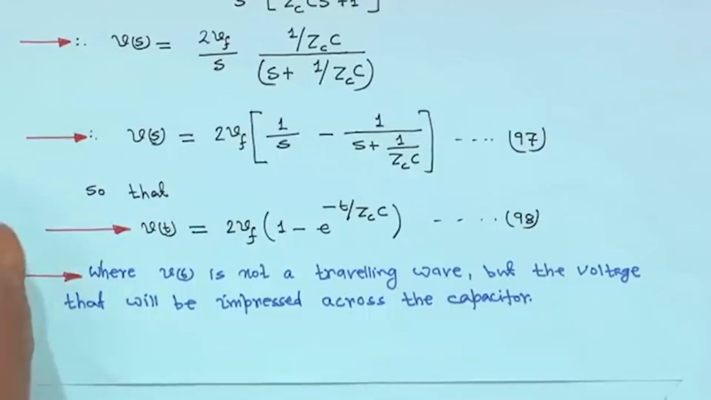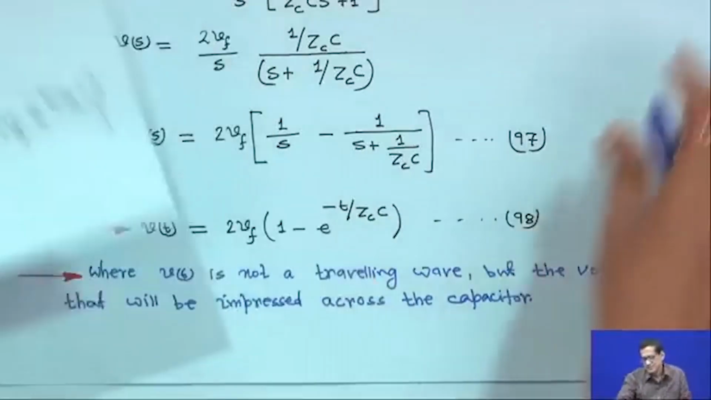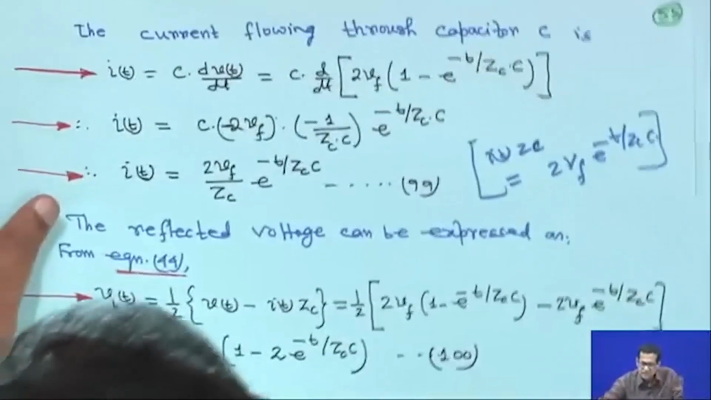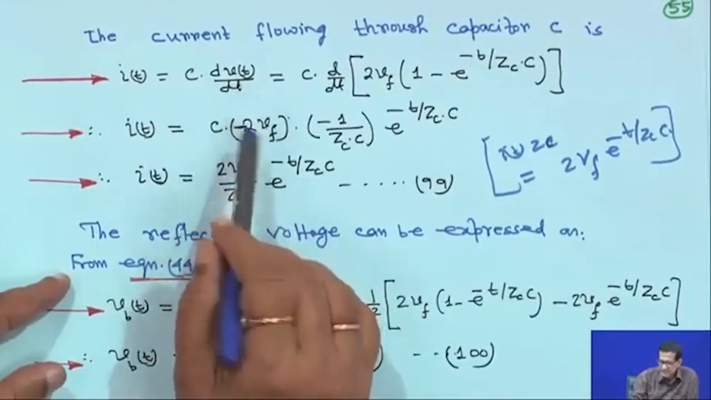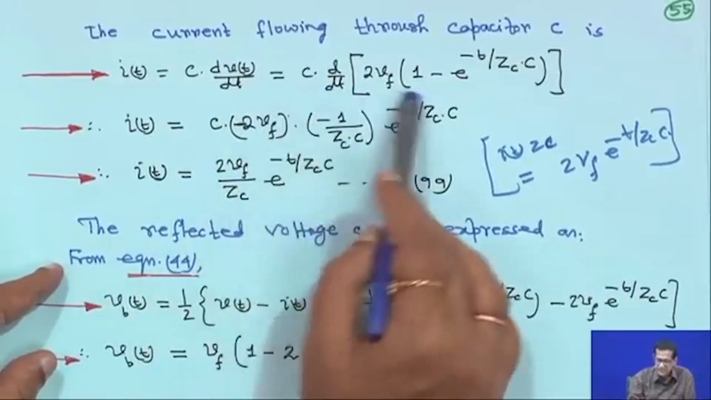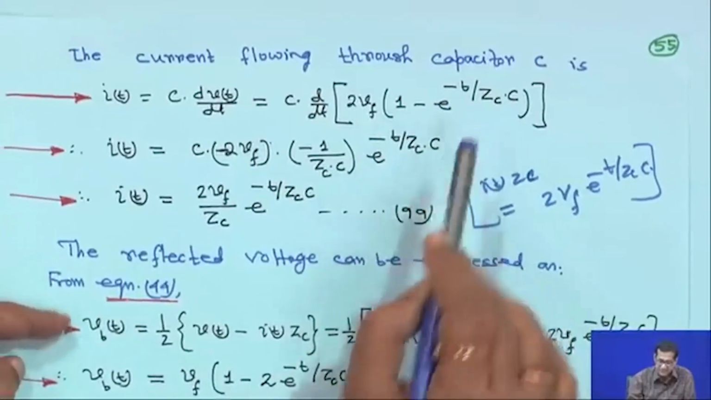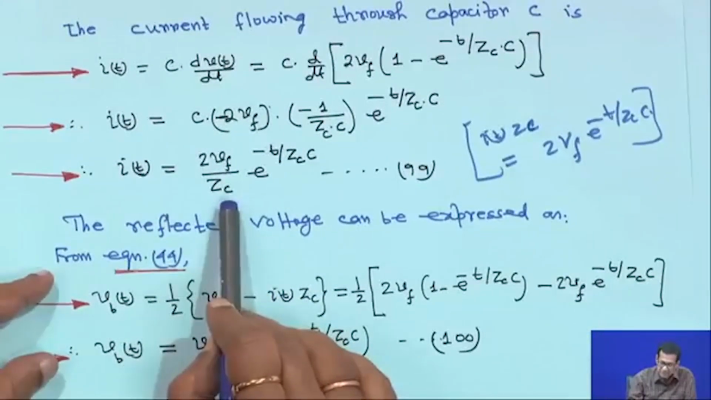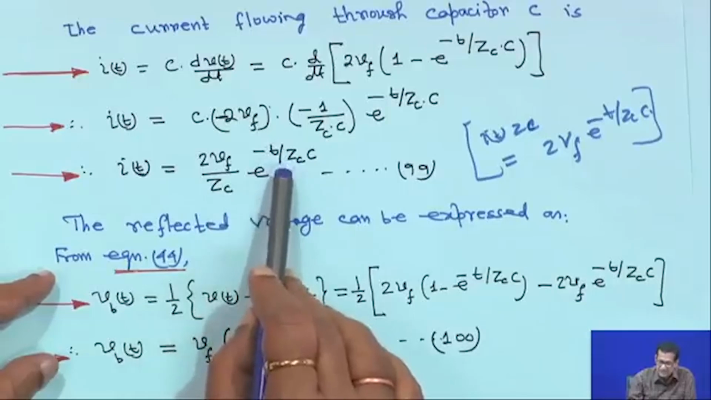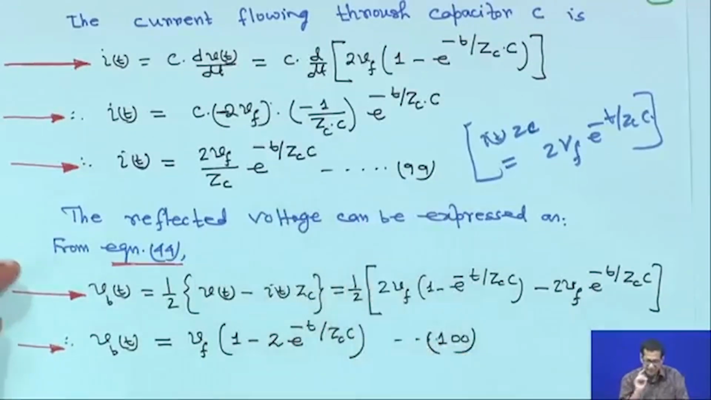Now, if this is the Vt, then you have to find out the current flowing through the capacitor. So, the current flowing through the capacitor is It equal to C into dVt by dt, and Vt we have just seen. So, you take the derivative of this, and you will get It equal to 2Vf upon Zc into e to the power minus t upon Zc into C. This is equation 99.